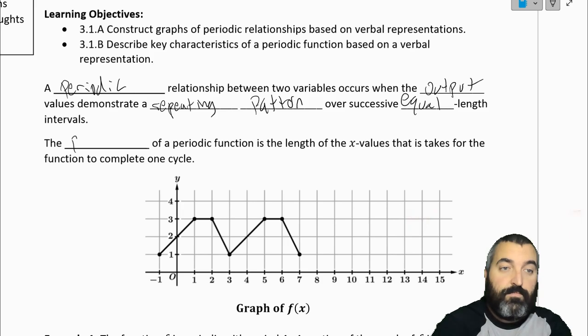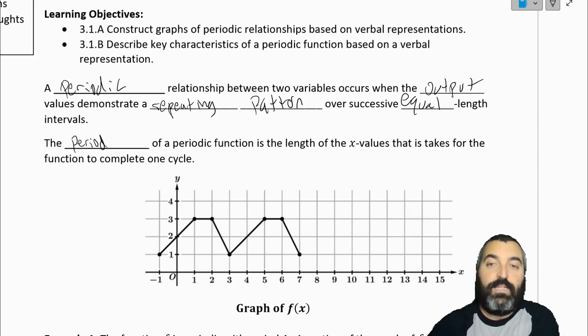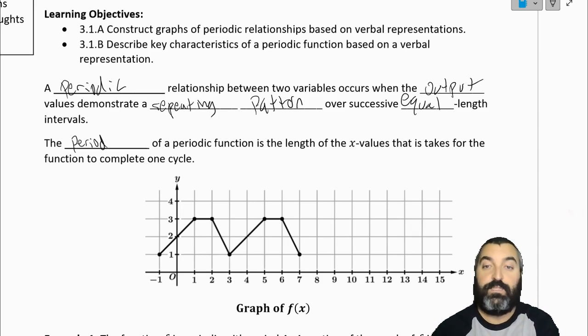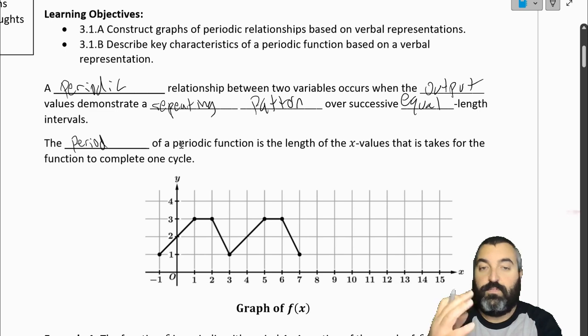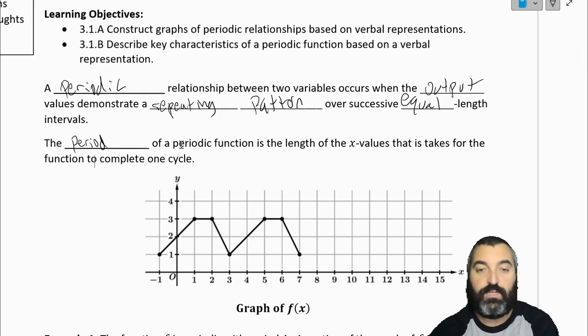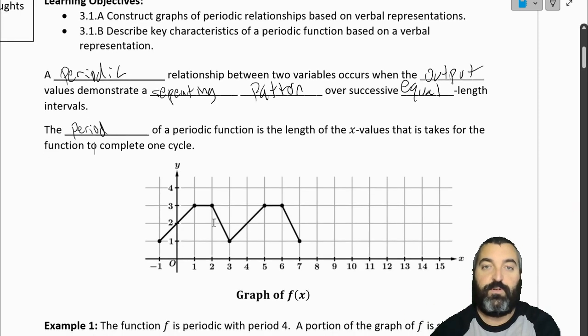The period of a periodic function is the length of the x values that it takes for the function to repeat, to complete one cycle. So in other words, it's just a pattern that keeps repeating itself the same over and over again, technically forever, for the functions we're going to look at.